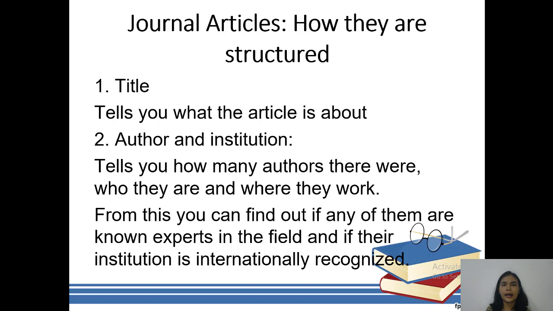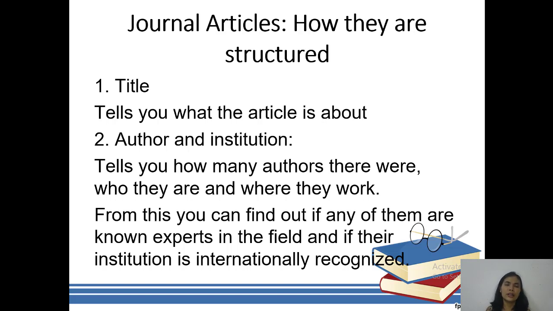Okay, after you decided, now we will go to the topic of journal articles and how they are structured. As you already figure out what is a journal article, we are now at the time of investigating or finding out what the structure of a journal article is.